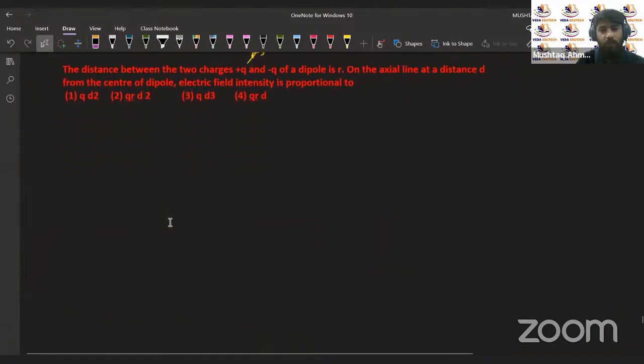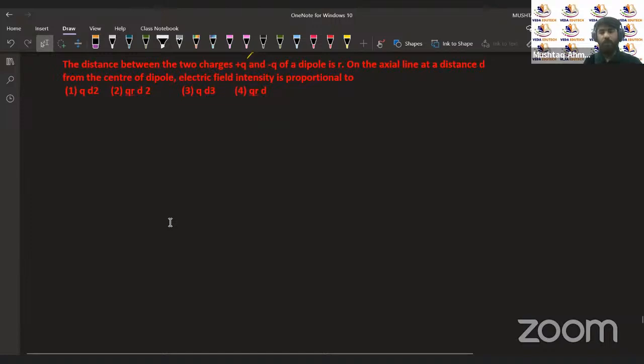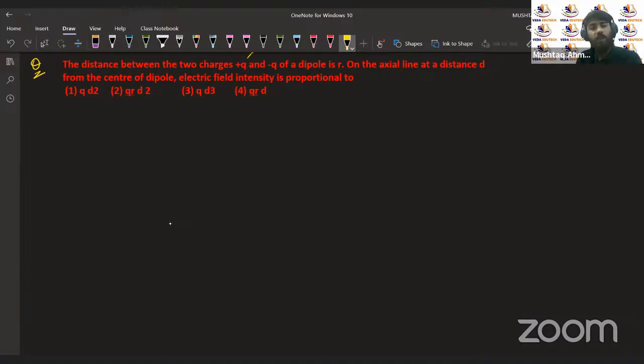So let's begin with the basic question here. It's a very basic question. The question is: the distance between the two charges plus q and minus q of a dipole is r, right? On the axial line at a distance d from the center of the dipole, the electric field intensity is proportional to, right?